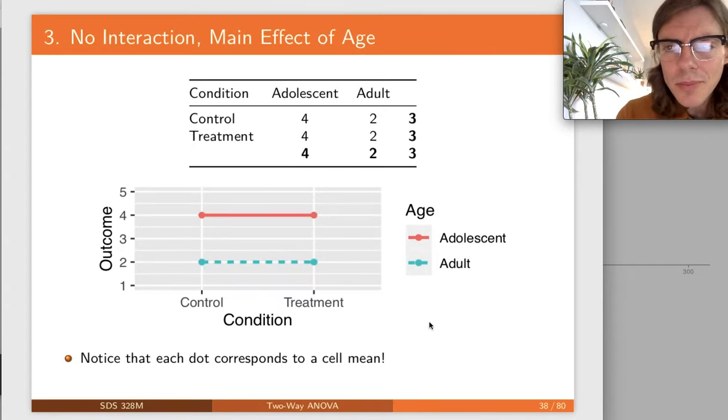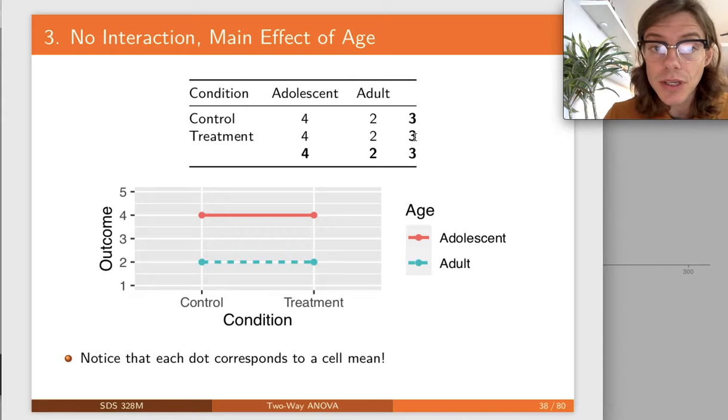Cool. What if you have a main effect of age? What if age is having an impact on the outcome, but treatment is not, but condition is not, right? So you could look at the means for condition, treatment and control. They're both 3. But interestingly, it looks like adolescents have a higher mean outcome than adults do, right? Regardless of the treatment. Because in the control condition, adolescents are 4, adults are 2. In the treatment condition, adolescents are 4, adults are 2, right?